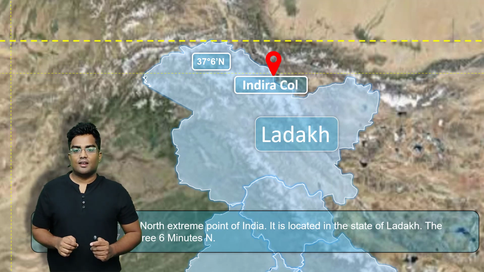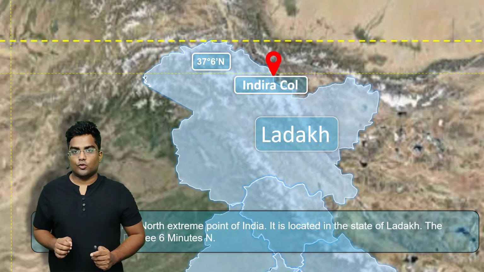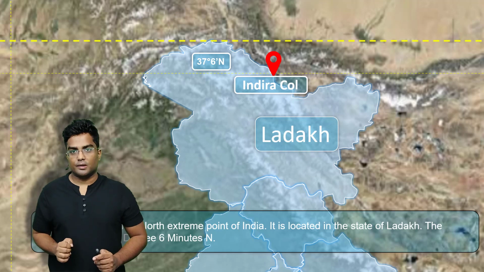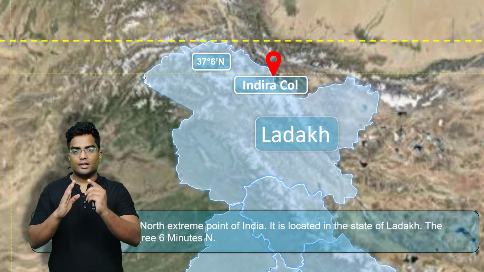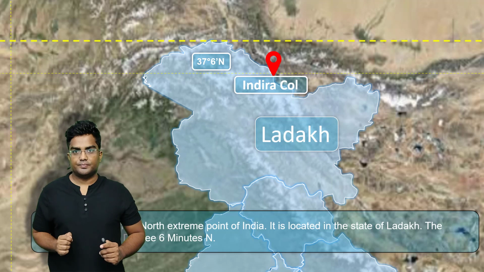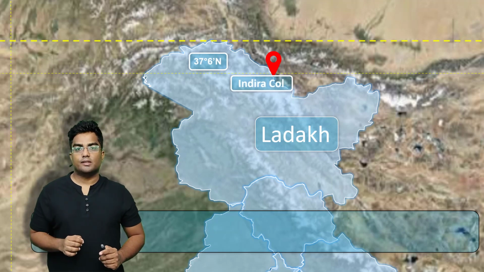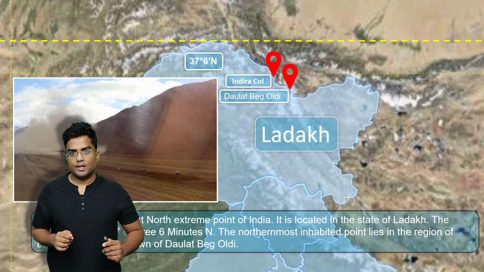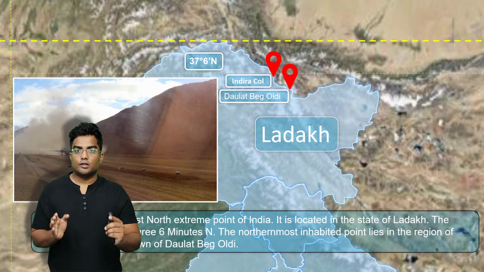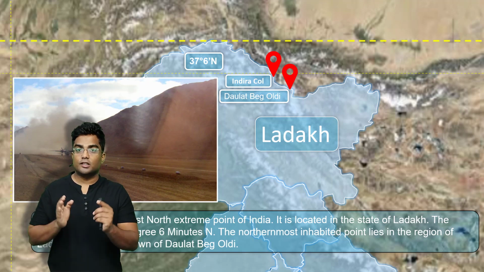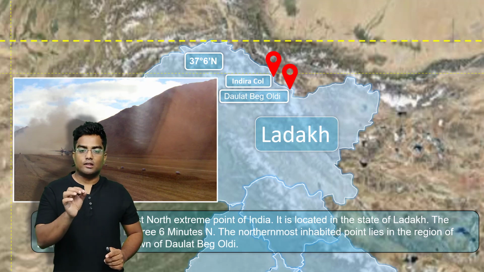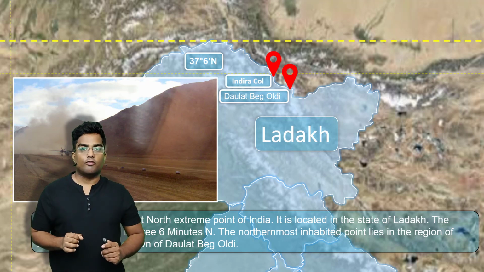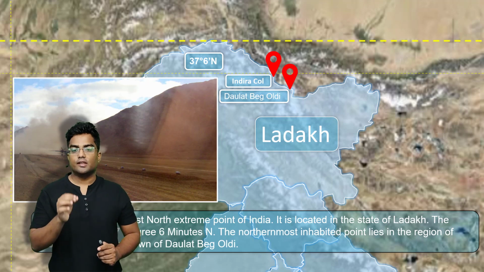Now, there is an important thing that you have to know. Indira Col is not technically inhabited by people. It's technically a mountain. The closest inhabited place is Daulat Beg Oldi. It's actually a military base. Remember this: the inhabited northern extreme point of India is Daulat Beg Oldi. However, the northern extreme of India is Indira Col.